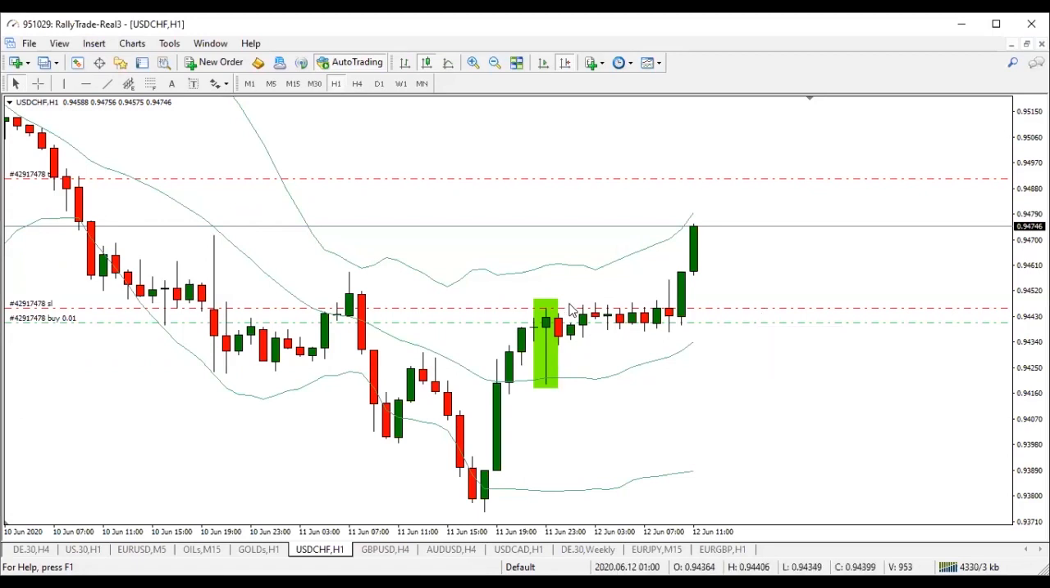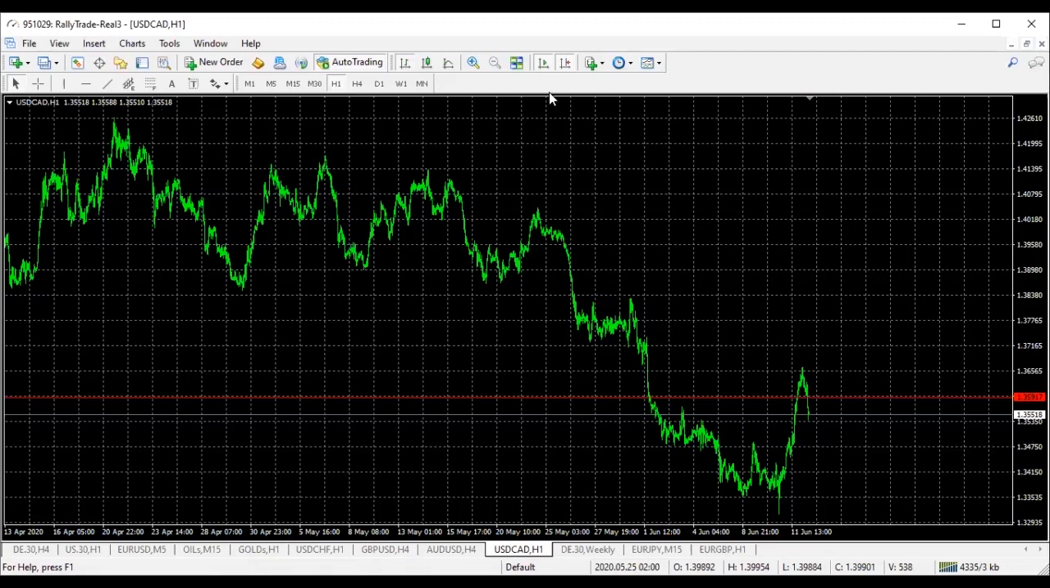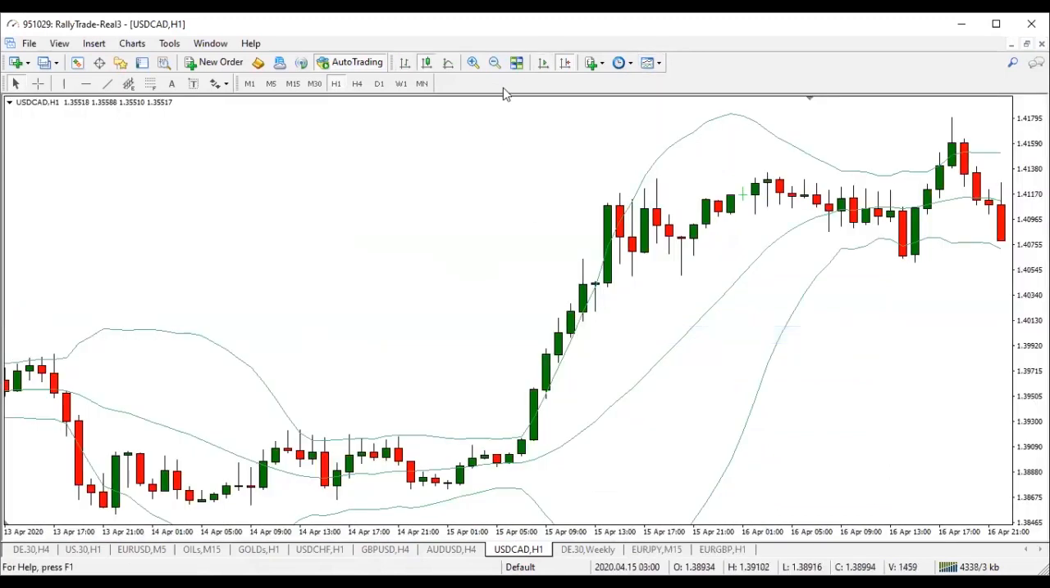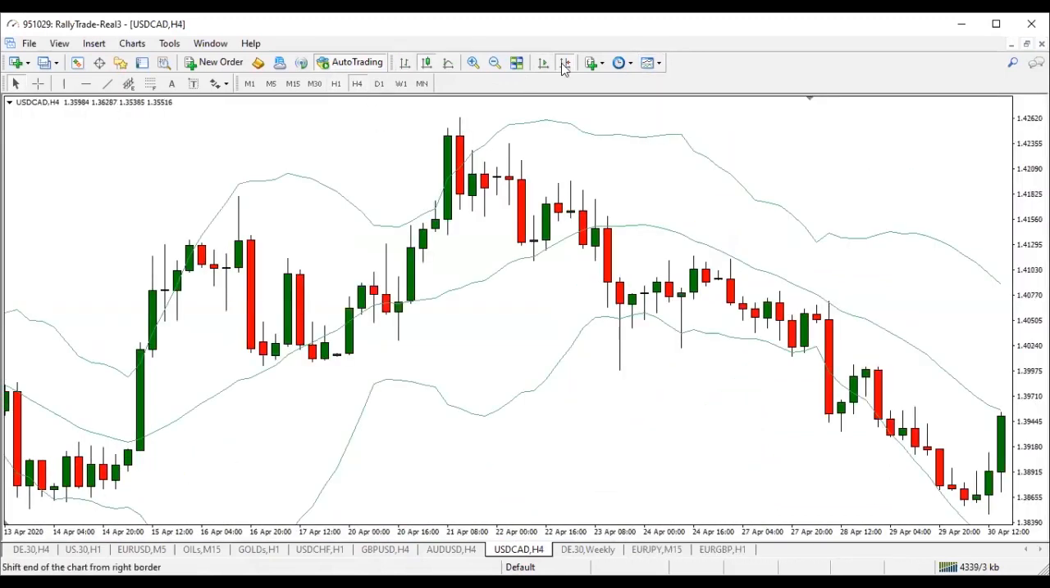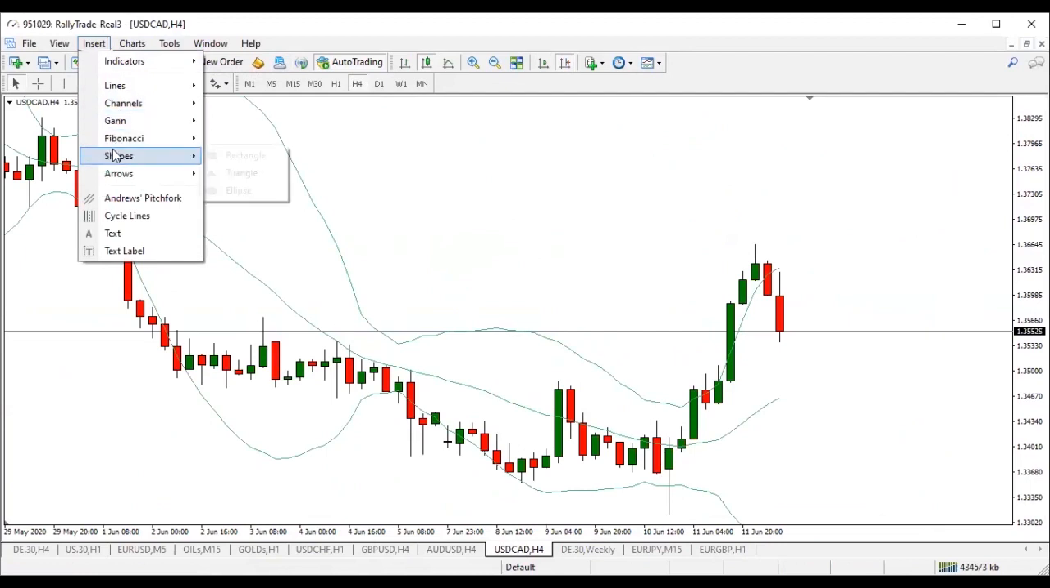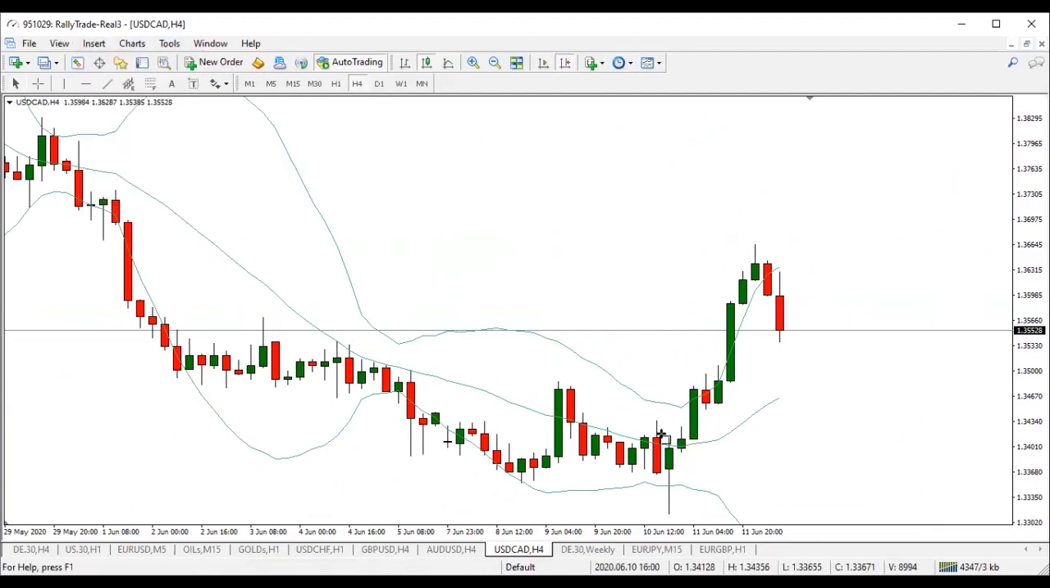And of course, if you want to check it, you can also check it on USD CAD. Let me just quickly switch to USD CAD right now and switch to H4 immediately. Let me go back to this same Bollinger Band strategy and switch to H4 so that you can see what I'm seeing. You can also see that there's a pin bar right there. Can you see it? Let me click on insert, shapes, and this particular one. All right, very, very good pin bar.